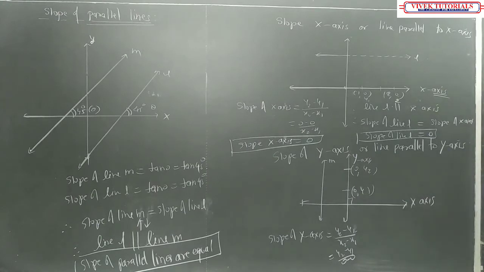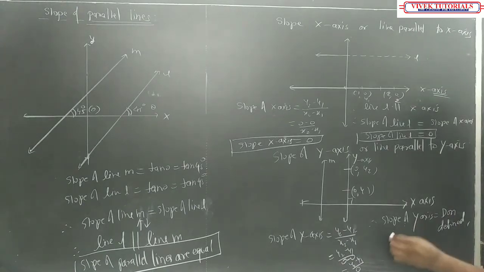So if a number is 0 in the denominator, its value cannot be determined. So slope of y-axis is non-defined. Non-defined, not determined. Okay, have you understood this?